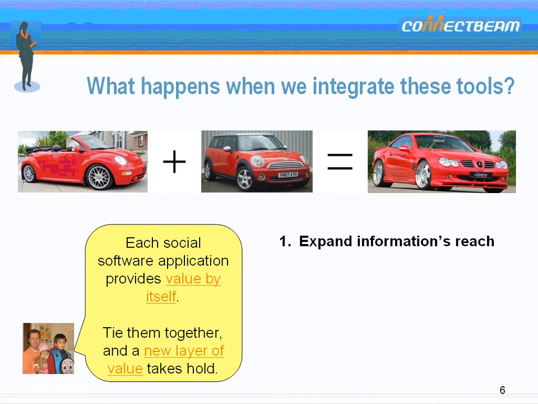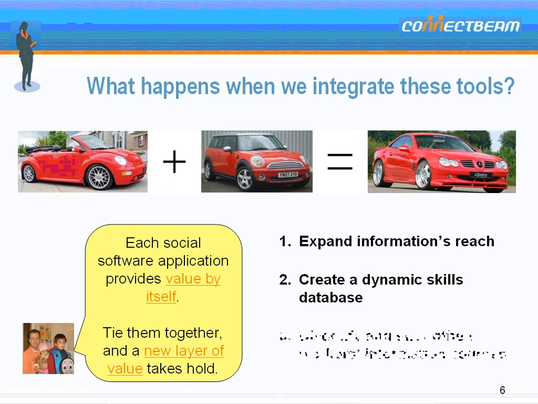One, you can expand information's reach. Two, create a dynamic skills database. And three, diversify and strengthen workers' information sources. Now, when I talk about doubling the value of social software, the basis of that is grounded in these three drivers. Let's look at each of them in detail.